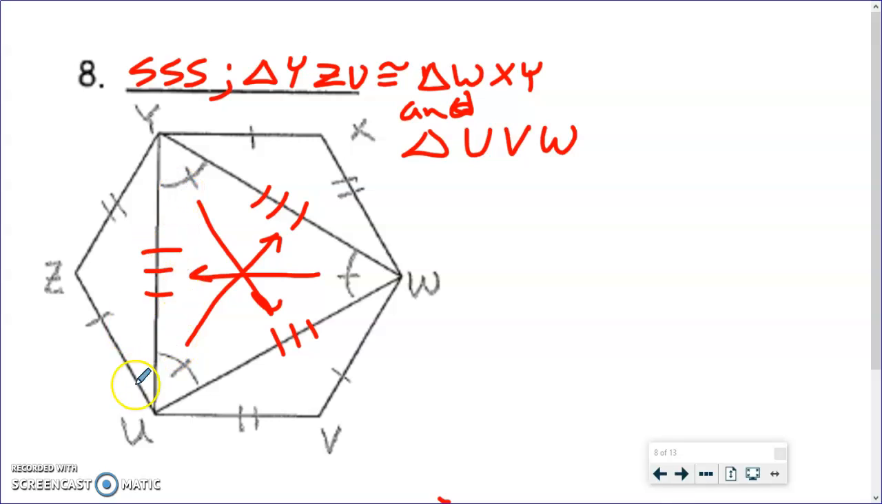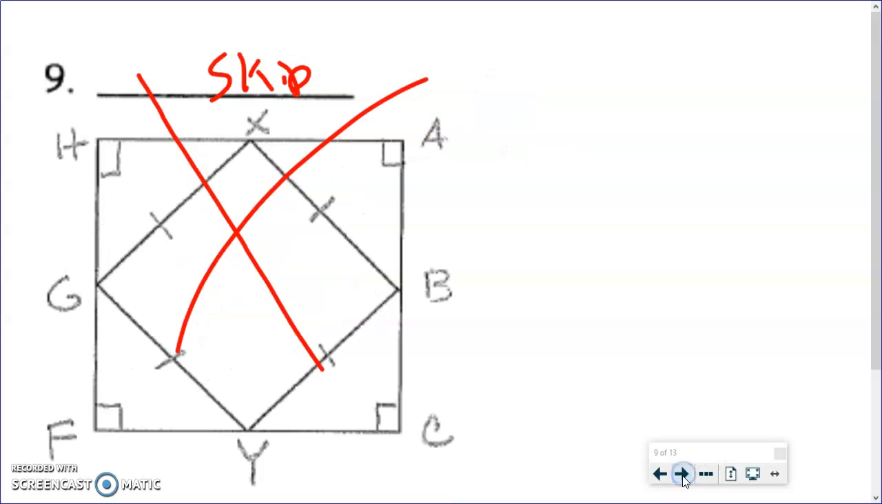Number 8, kind of the same thing, equilateral triangle in the middle. So we get 3 congruent sides there. Therefore the 3 triangles on the outside are all congruent to each other because of side, side, side, because we know the 3 sides are all congruent to each other.